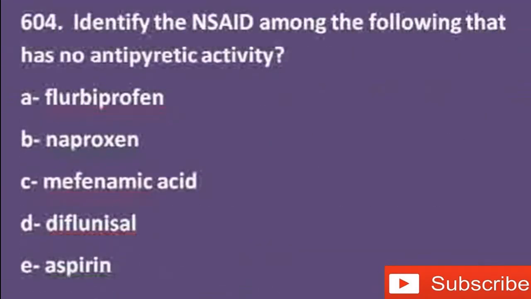Identify the NSAID among the following that has no antipyretic activity. Actually NSAIDs are the non-steroidal anti-inflammatory drugs and they generally have anti-inflammatory, analgesic and antipyretic activity. But there is one agent among the following options that has no antipyretic activity. So options are flurbiprofen, naproxen, mefenamic acid, diflunisal and aspirin. Actually among these it is diflunisal that has no antipyretic activity.